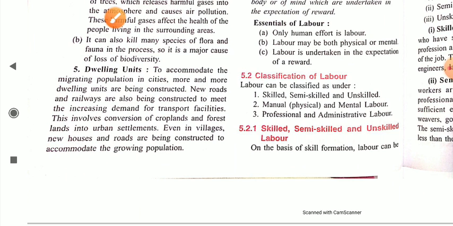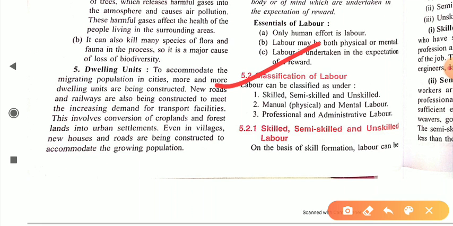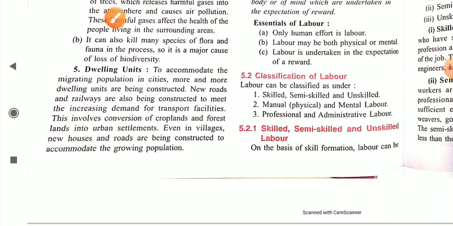Next is classification of labor. There are three classifications: skilled, semi-skilled, unskilled. Another one is physical and mental labor. The last one is professional and administrative labor. This part we will do in our next video.